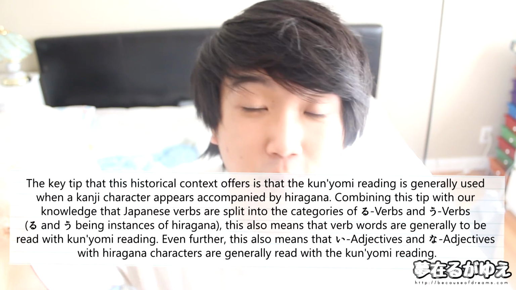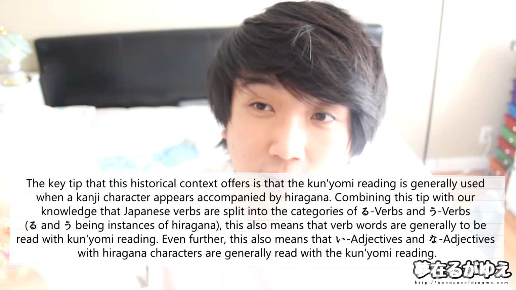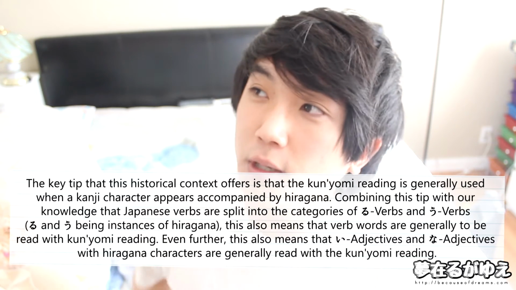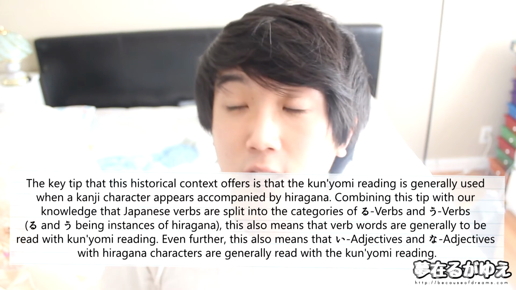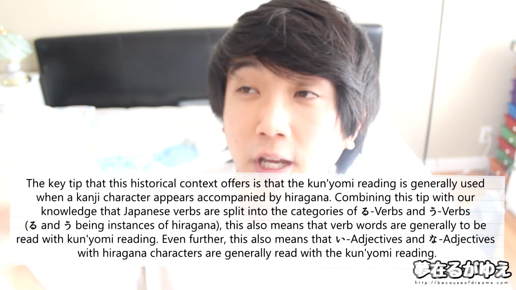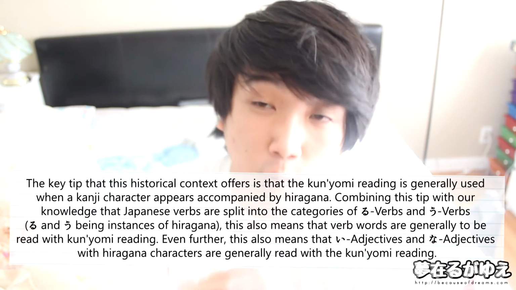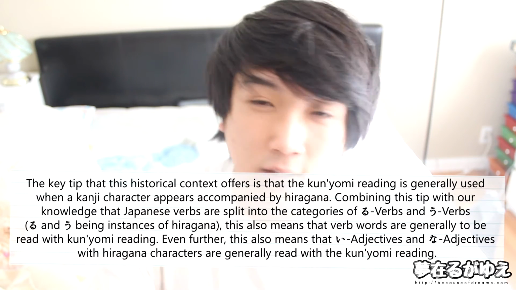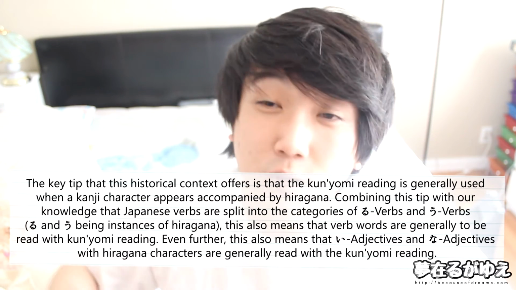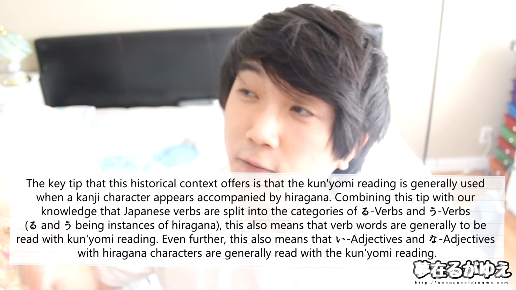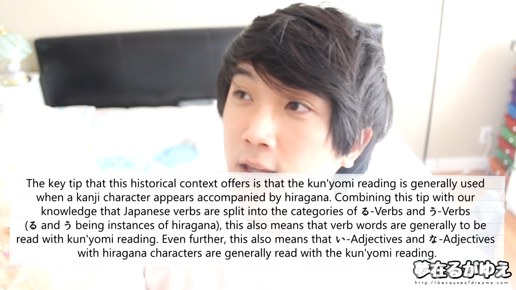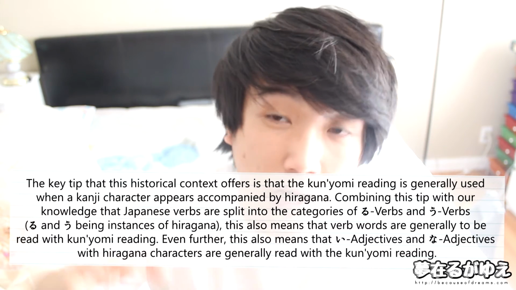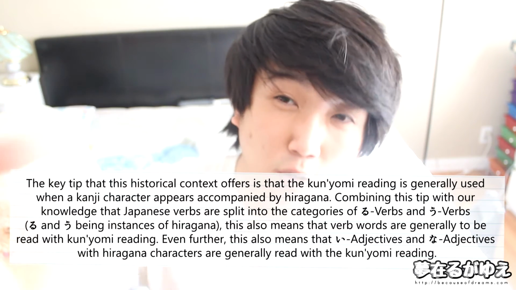Is that all we've learned? Actually, no, because we can combine this with our previous knowledge. What other knowledge do we have? Well, we know that Japanese verbs are basically split into two categories. If we're ignoring irregular verbs, they're split into ru verbs and u verbs. And the characters ru and u, what are those? Those are actually hiragana characters. So if all verbs have hiragana characters, then if we see a verb, we know that we should read the kanji in that verb as the Kunyomi reading.